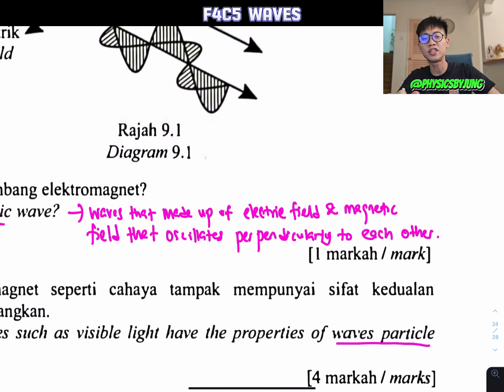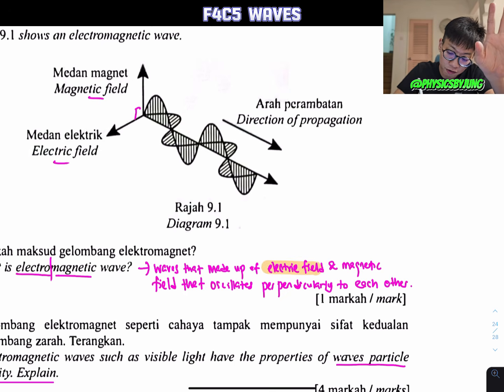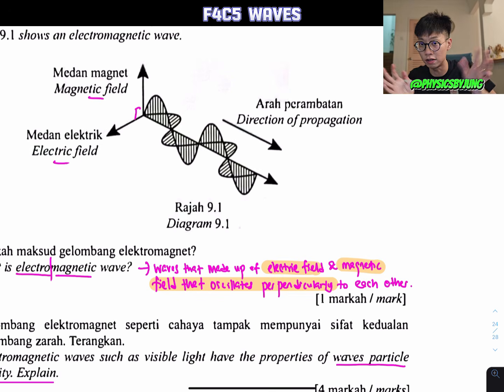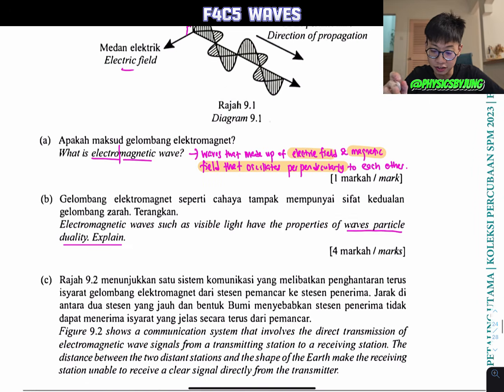Okay, what do I mean by this? This is actually saying that in an electromagnetic wave, there's a magnetic field, there's an electric field, and they're always perpendicular. So what is your keyword here? Electric field, magnetic field oscillate perpendicularly. So that's your keyword that you cannot change. Other words, you can say maybe to one another, to each other, suka hati. Alright? Okay, now this is gonna get very interesting.